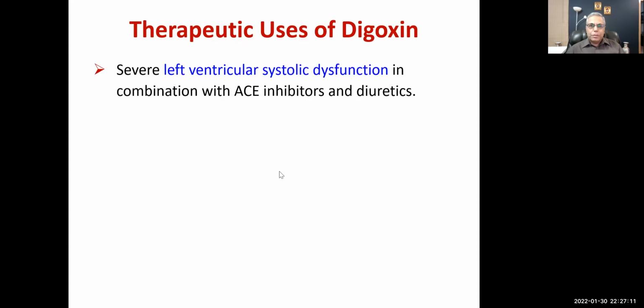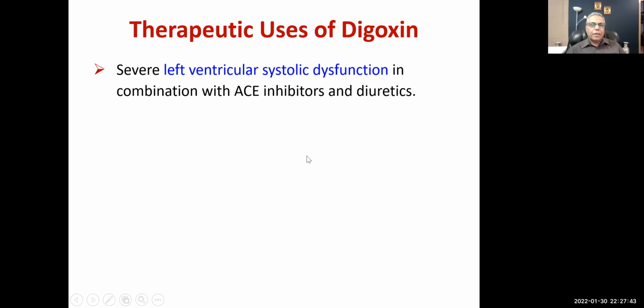Now, therapeutic uses of digoxin: severe left ventricular systolic dysfunction in combination with ACE inhibitors and diuretics, right? But these days, digoxin is not used very commonly. When we were students a very long time back, digoxin was sort of a magic drug, and every cardiologist was using it. But over time, we have found that digoxin use actually increases mortality, right? So it is not very commonly used.